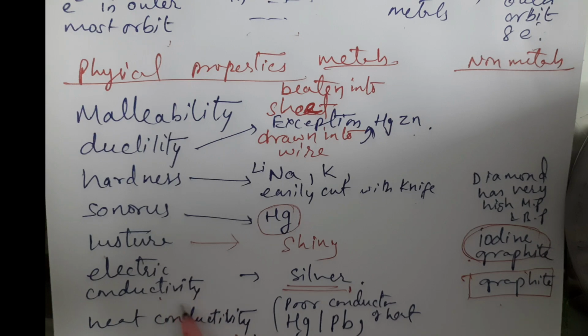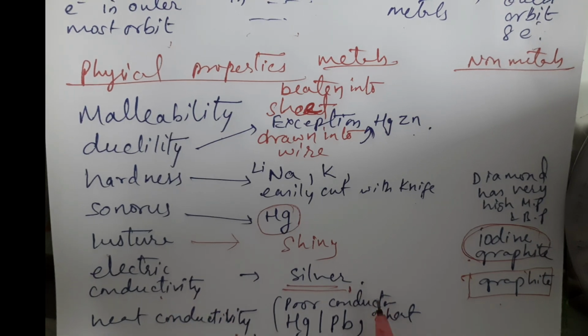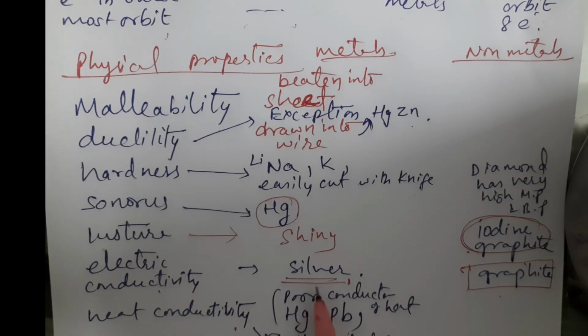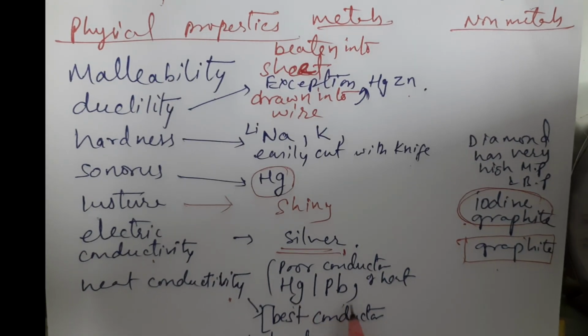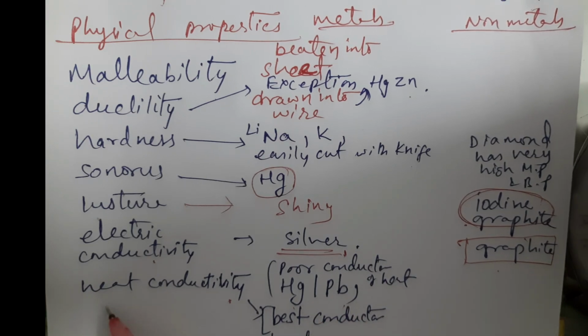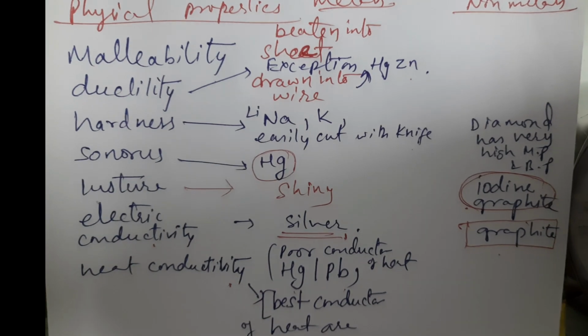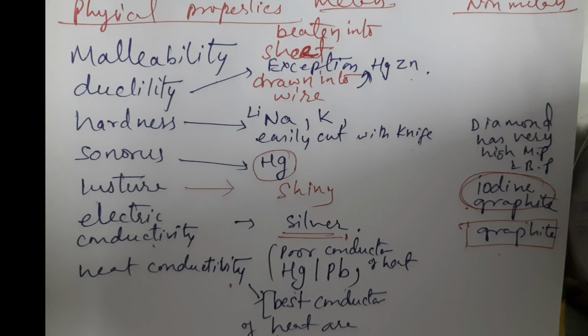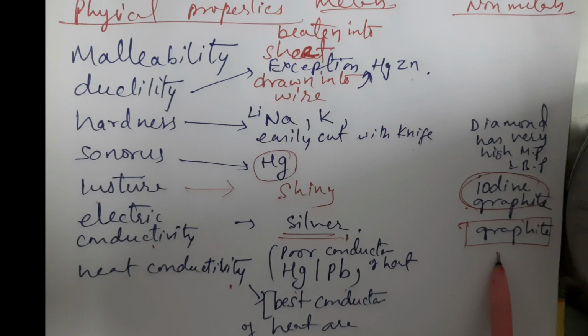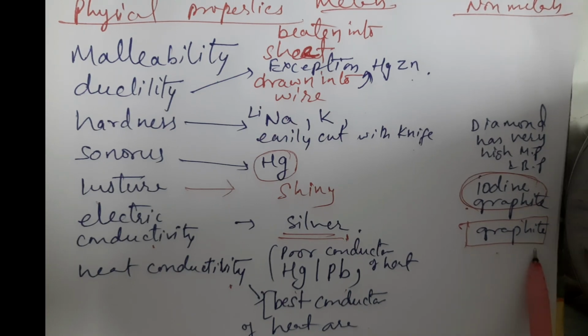Electric conductivity. Metals are good conductors of electricity. Silver is the best conductor, whereas mercury and lead are poor conductors. Heat conductivity. Metals are good conductors of heat. Silver and copper are the best conductors of heat. Coming to non-metals, generally non-metals do not conduct electricity. They are poor conductors, but graphite is the only non-metal which is a good conductor.